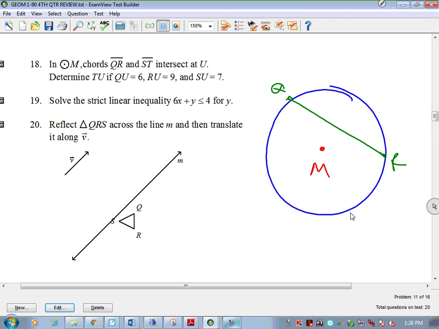All right. Let's see. We've got QR and ST intersecting at U. So let's make sure that they intersect. Determine TU if QU is 6, RU is 9, SU is 7. We want to find that guy right there.